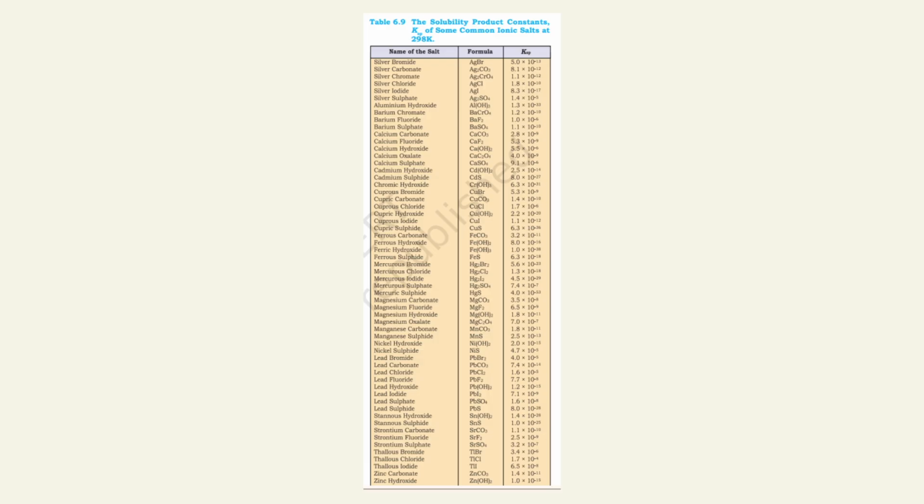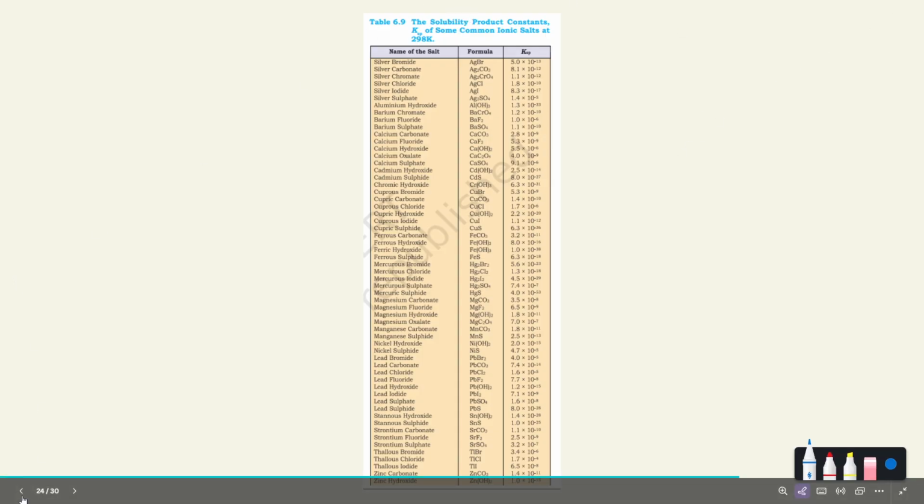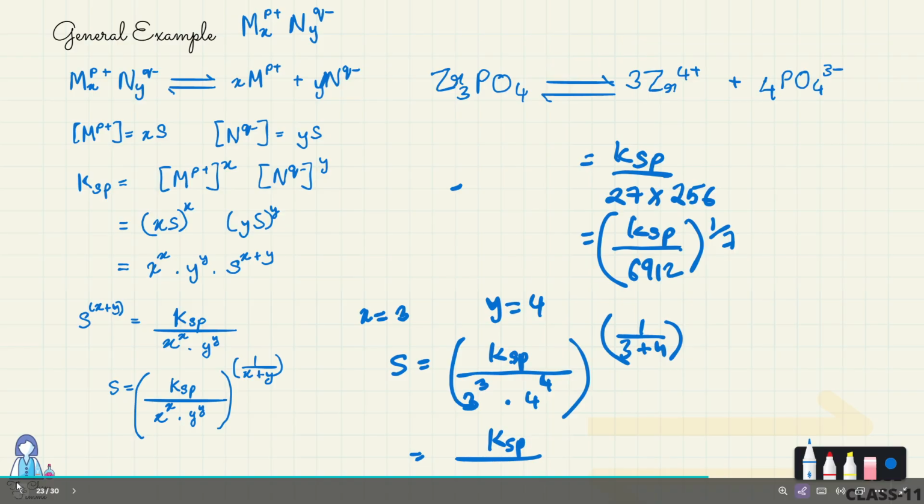So we discussed 3 different examples. We talked about barium sulfate, zirconium phosphate, and then the general example. The general example gives us a way to identify the molar solubility of a particular salt. I hope all of that made sense.